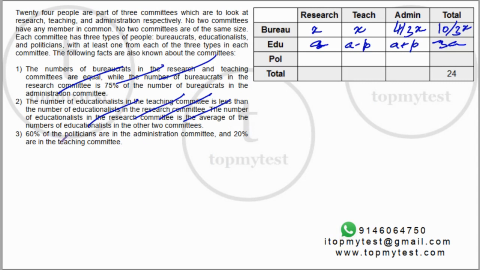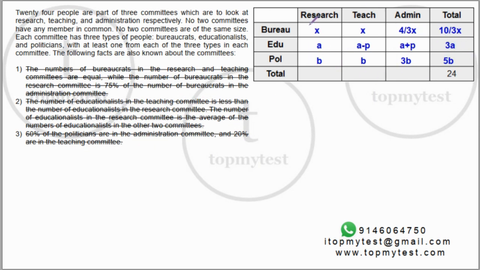And the last one, 60% of the politicians are in administration committee, 20% are in teaching committee. So split is 60%, 20%. So balance 20% will be here. So 6, 2, 2. So 3, 1, 1. So this is B, this will be B, this will be 3B, total will be 5B. So this is what we have done. I've summarized this.